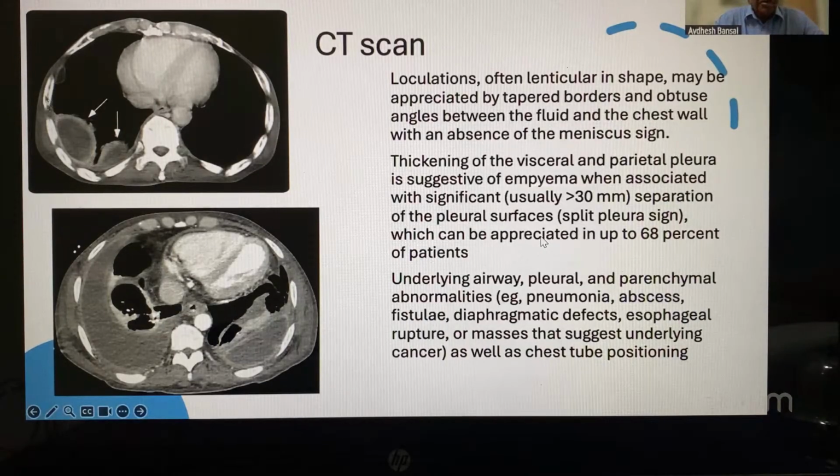When you look at the angle is obtuse, and that is an important sign which is used to differentiate from lung abscess. CT scan is also important to diagnose other diseases like pneumonia, esophageal rupture, or masses that may show you underlying cancer. And also, if you've done a procedure like you put a chest tube in, it will show you the location and position of the chest tube. So it's really one of the most important examinations to do.